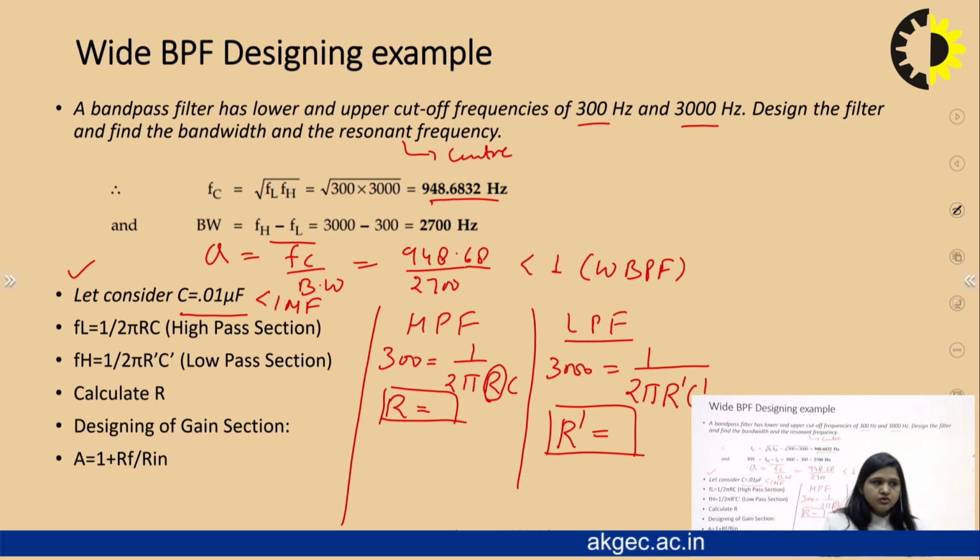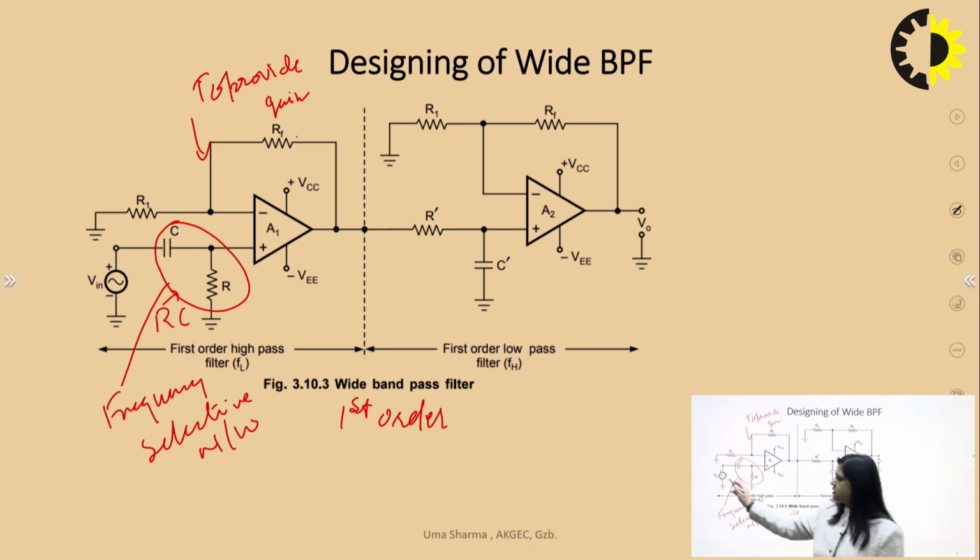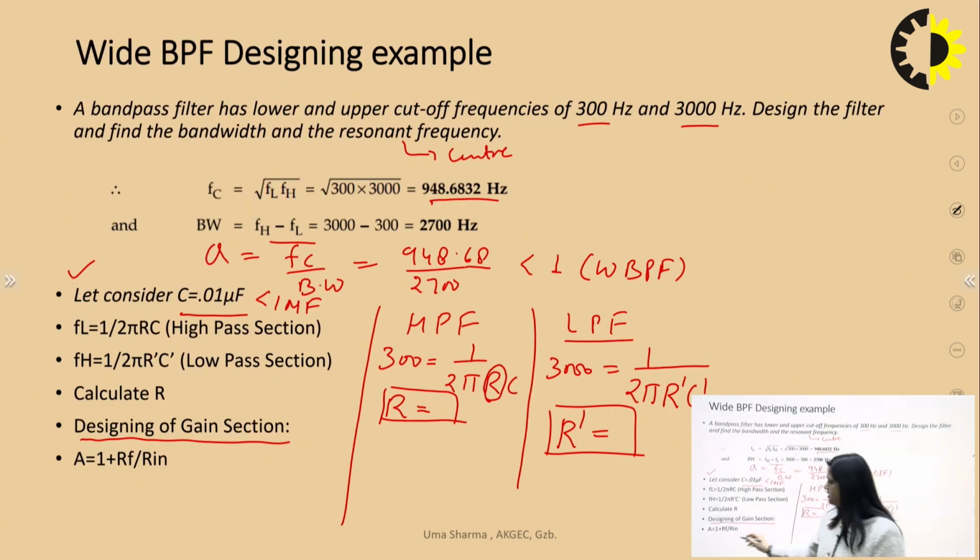Now we have to design the gain section. From the circuit, you can identify that both the filters, low pass and high pass, are designed using the non-inverting amplifier configuration, because the input is applied at the non-inverting node. We know that for the non-inverting amplifier, the gain equals 1 plus RF by R in. So this is the formula for the gain. Now here we have to calculate both RF and R in.